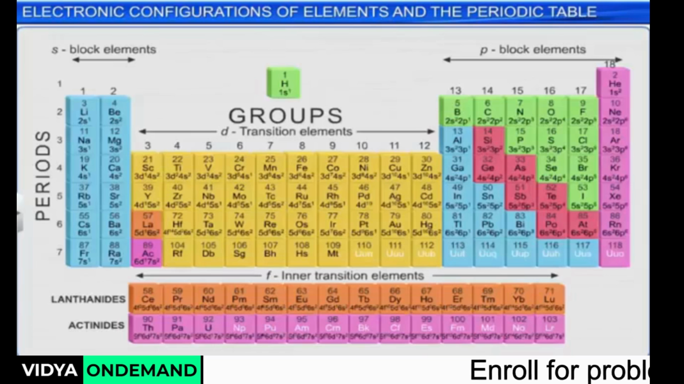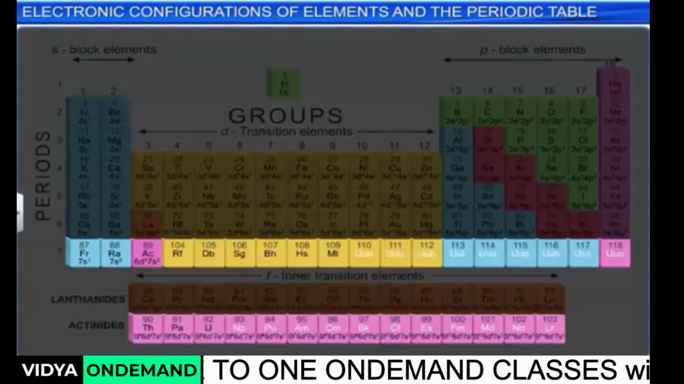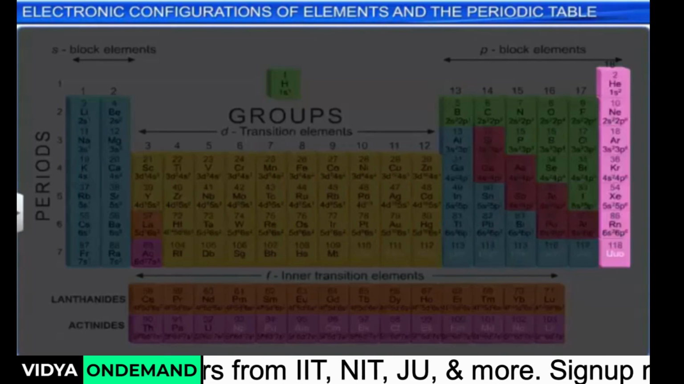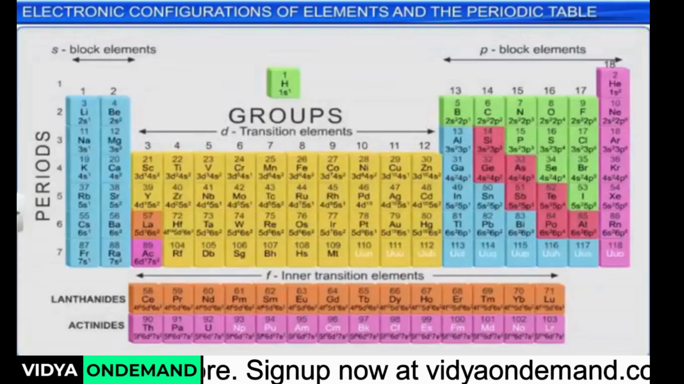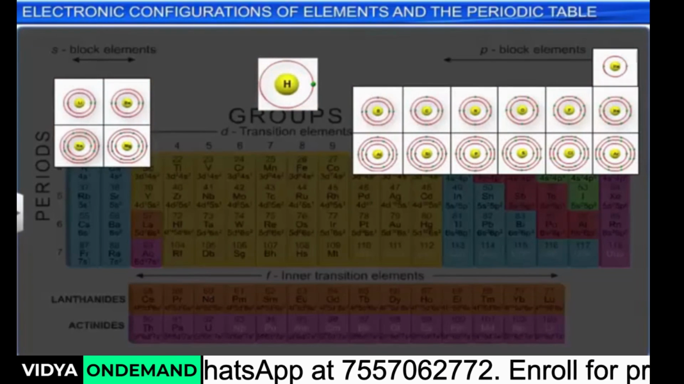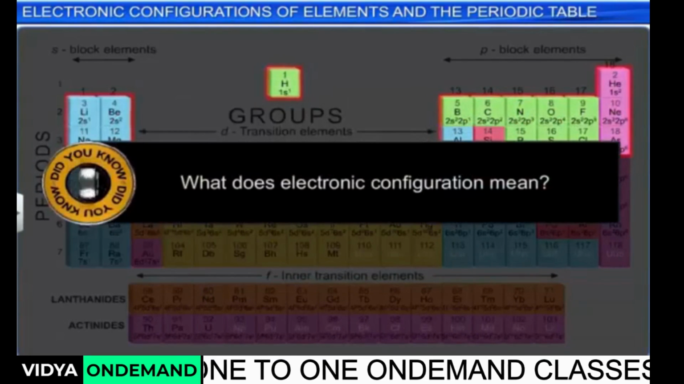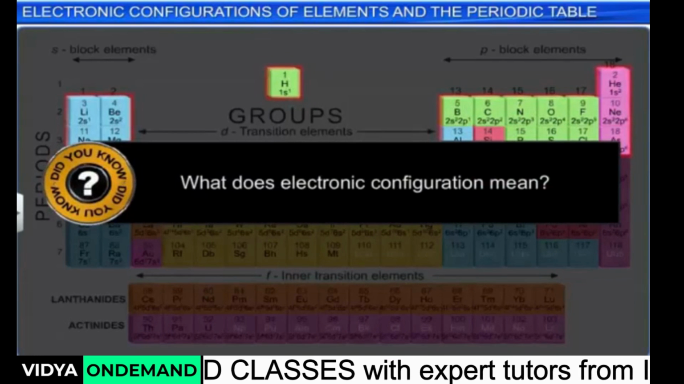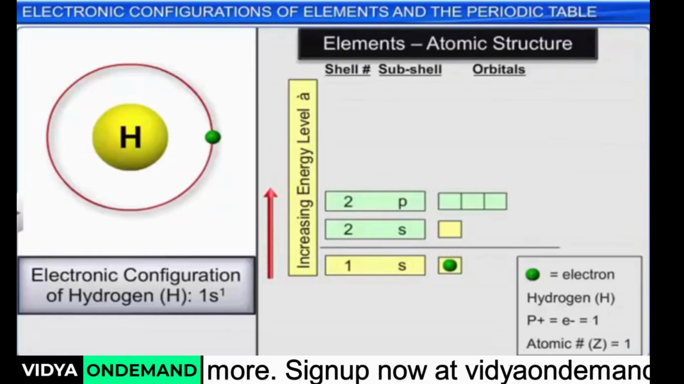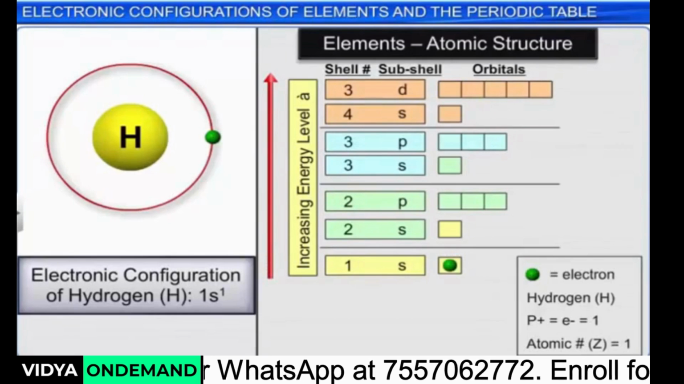It arranges all the known elements into 7 periods and 18 groups based on their electronic configuration. Why use electronic configuration to decide arrangement of the elements? To find the answer to this question, let's first review what electronic configuration means. The term electronic configuration refers to the distribution of electrons in the shells and orbitals of an atom.